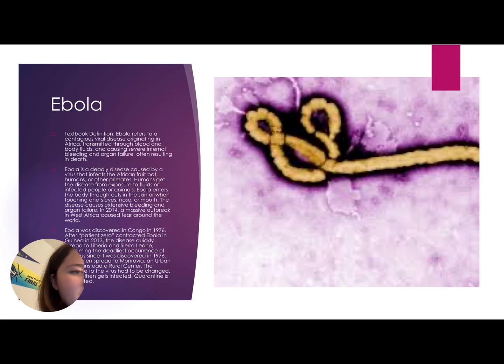In 2014, a massive outbreak in West Africa caused fear around the world. Ebola was discovered in Congo in 1976. After patient 0 contracted Ebola in Guinea in 2013, the disease quickly spread to Liberia and Sierra Leone, becoming the deadliest occurrence of the virus since it was discovered in 1976. Ebola was then spread to Monrovia, an urban center instead of a rural center. The response to the virus had to be changed. Nigeria then gets infected. Quarantine.